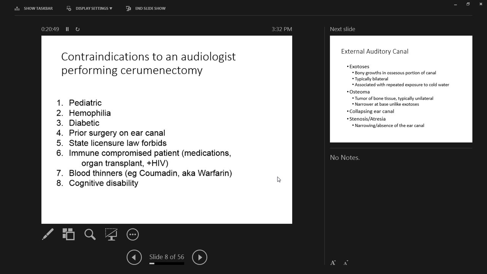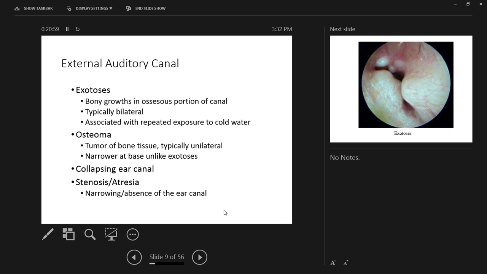So remember this list, know this list, and remember that it's not just surgery on the ear canals. It would be, for instance, eardrum surgery. Okay. So what kinds of things can happen in ear canals? Weird stuff of ear canals.